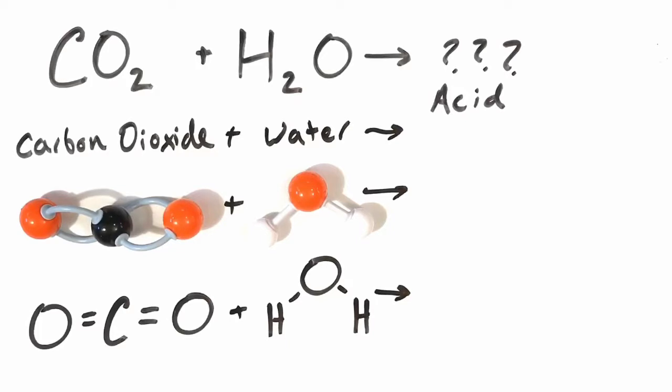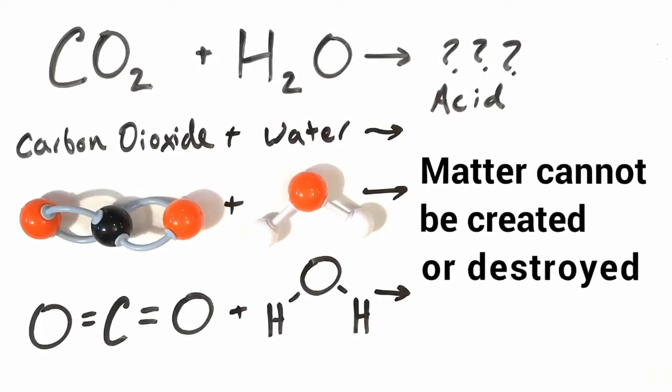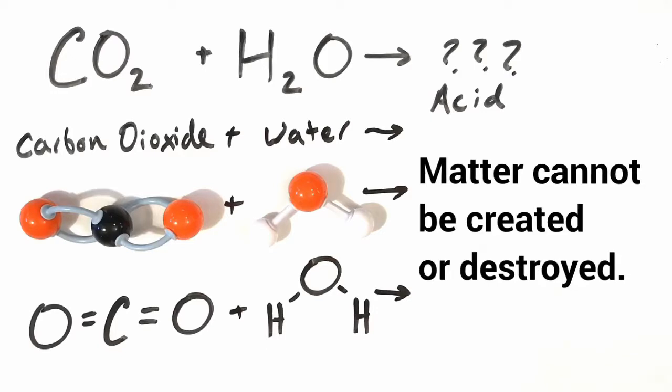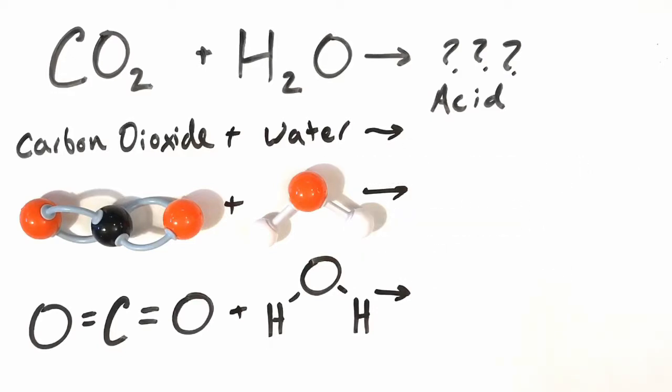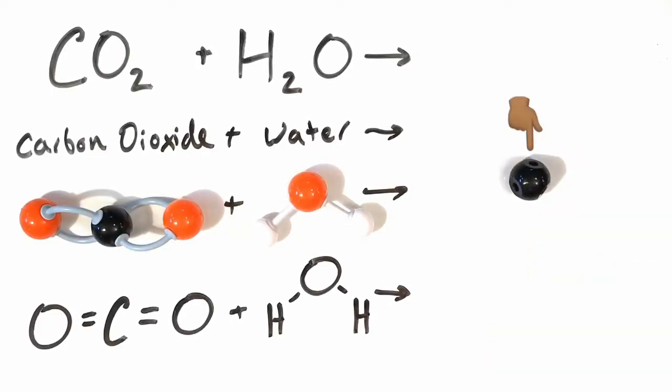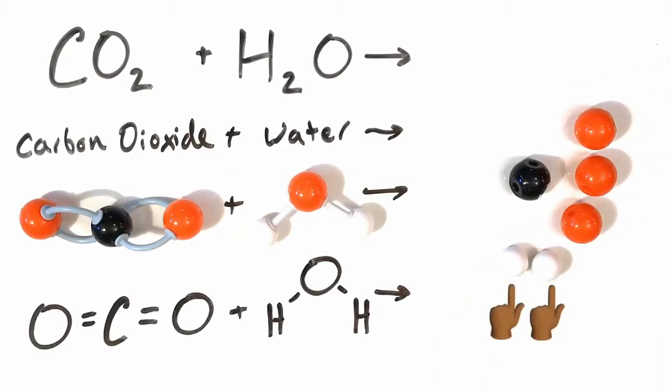But before we do that, we still have to remind you of a very, very important rule by which the universe operates. And that is that you cannot create or destroy matter. And what that means is that however many atoms you start with, you have to end with the same number of atoms and the same types of atoms. So what we're starting with here is one carbon, three oxygens, and two hydrogens. What that means is that what we end up with has to have the same number of each of those atoms. So here's our one carbon, followed by our three oxygens, and our two hydrogens.